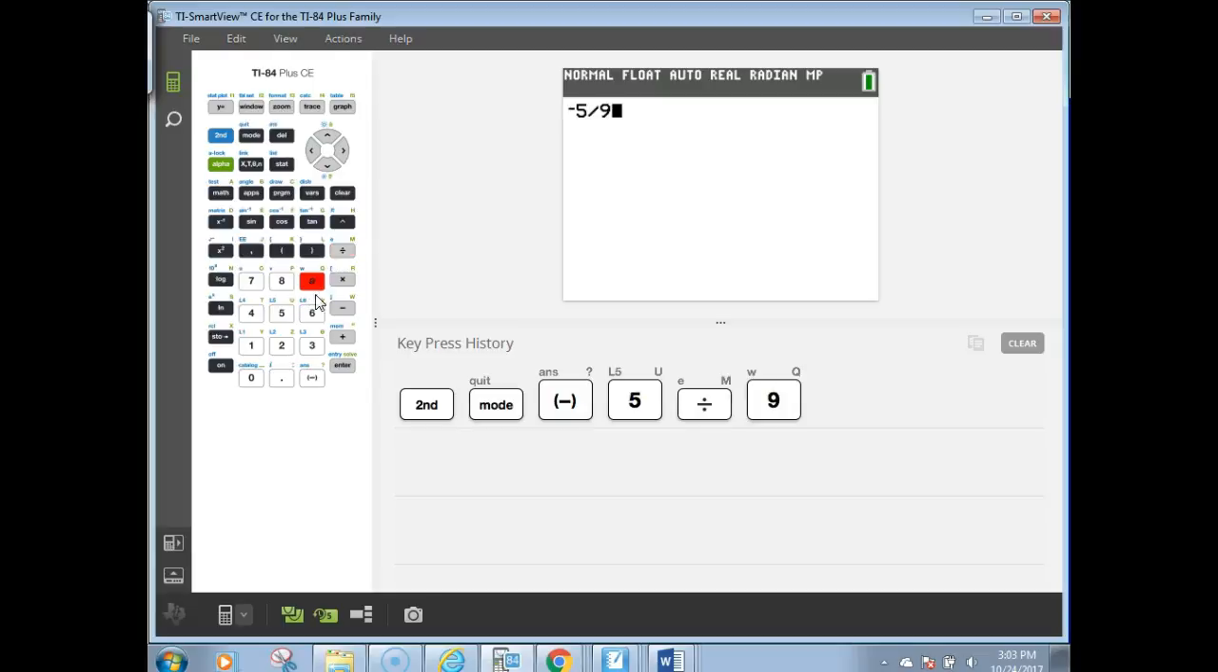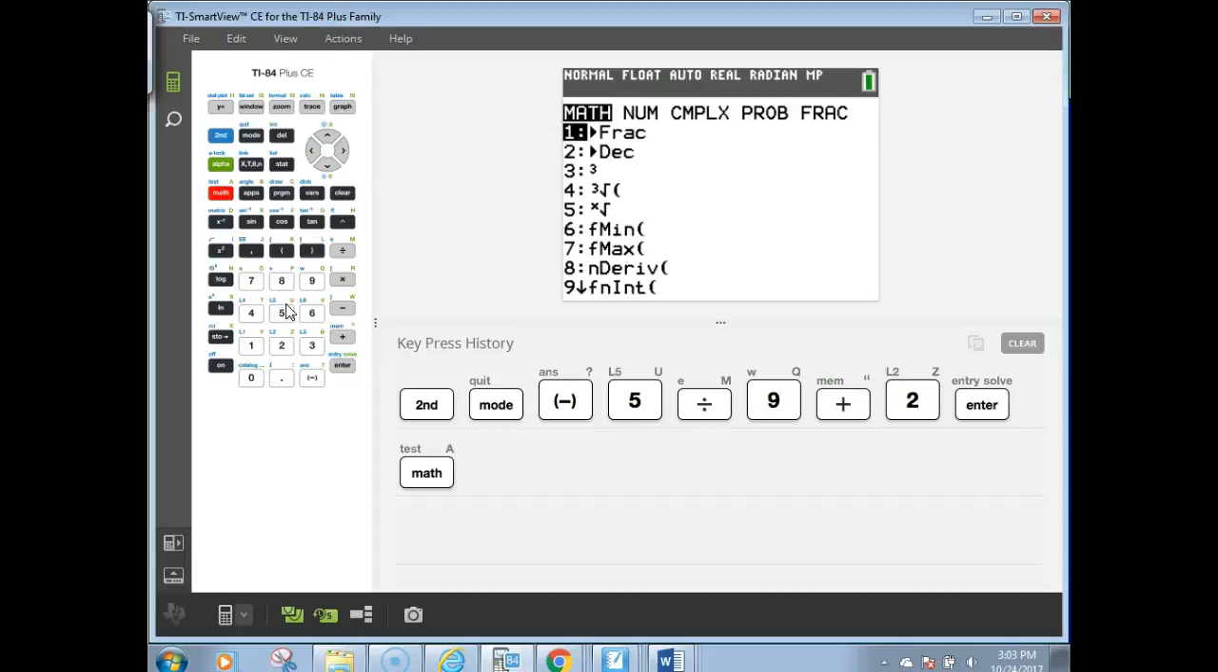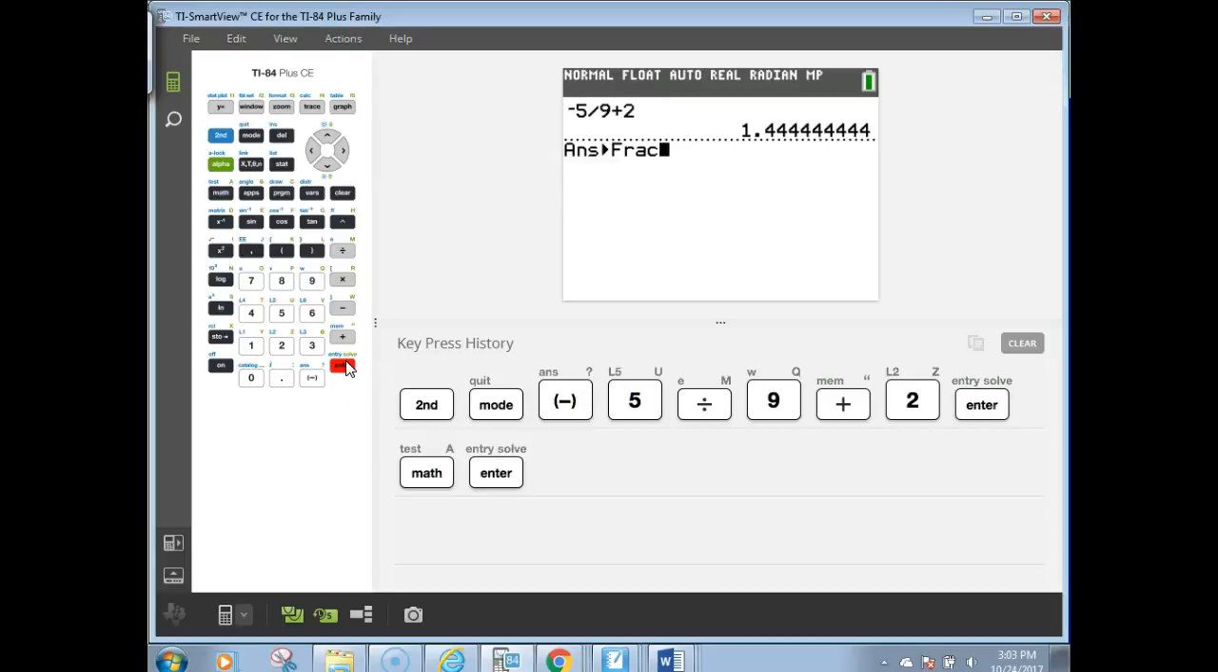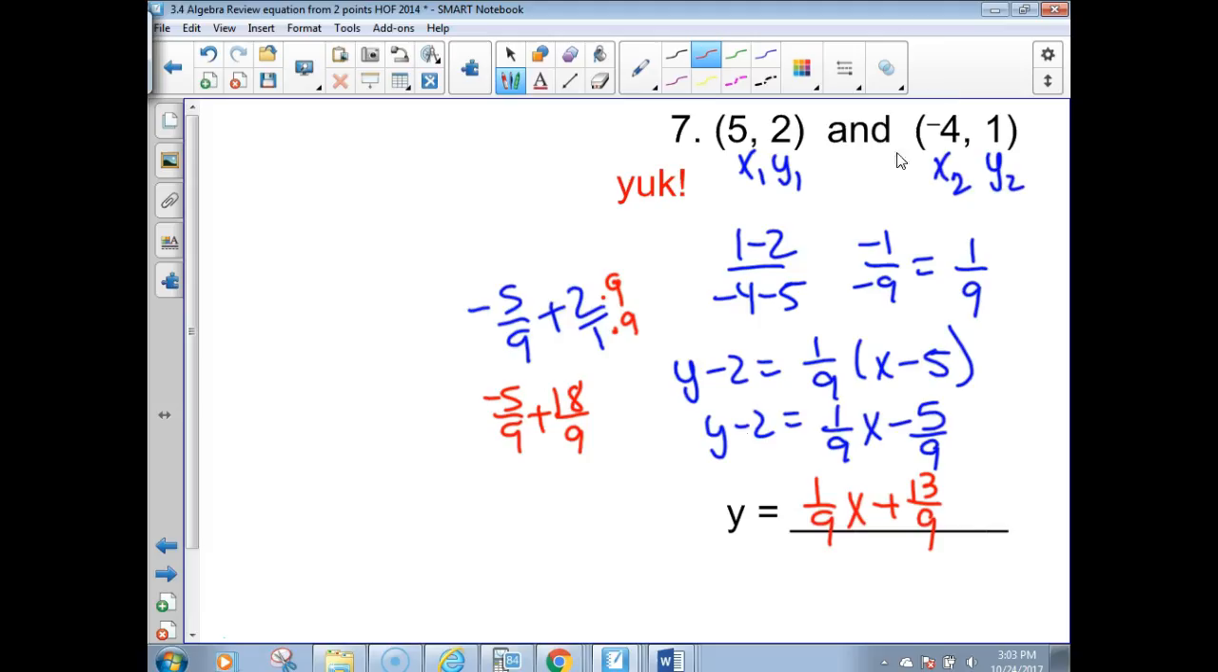And you can then hit +2. You'll get a decimal, but you can go to the math button and then hit enter twice. It'll change it back to an improper fraction, 13/9. So I'll actually do that for you.